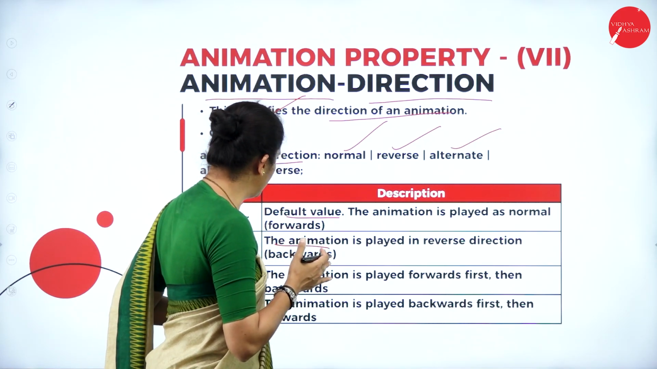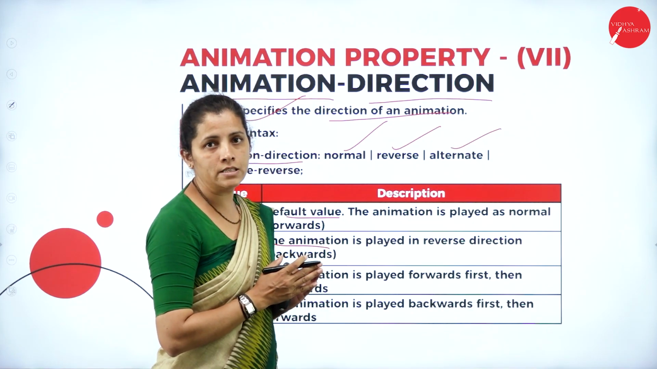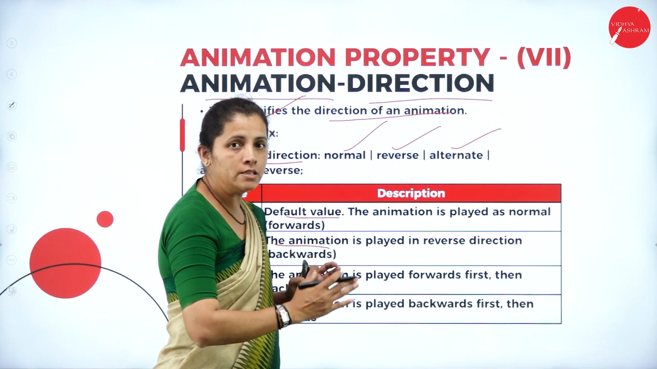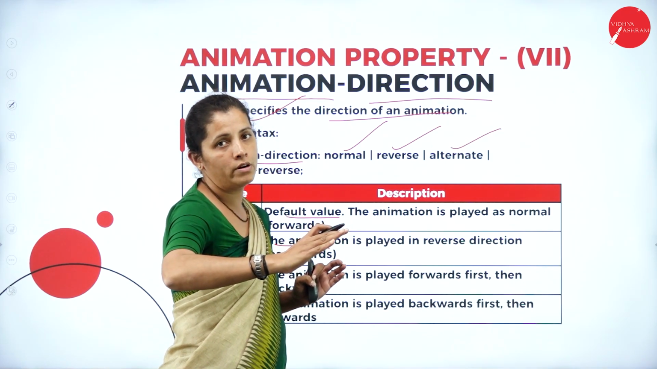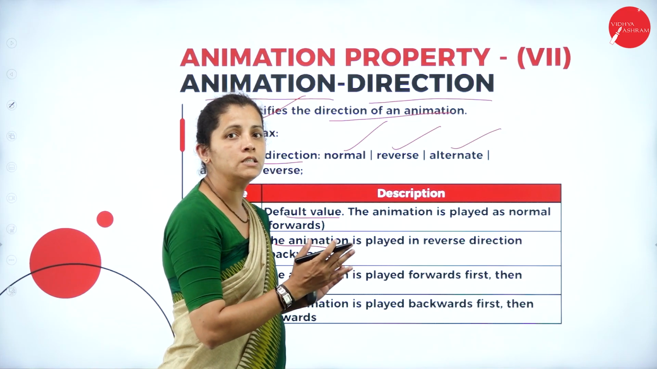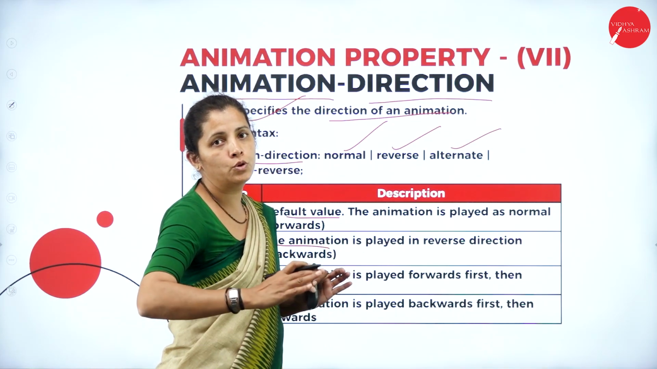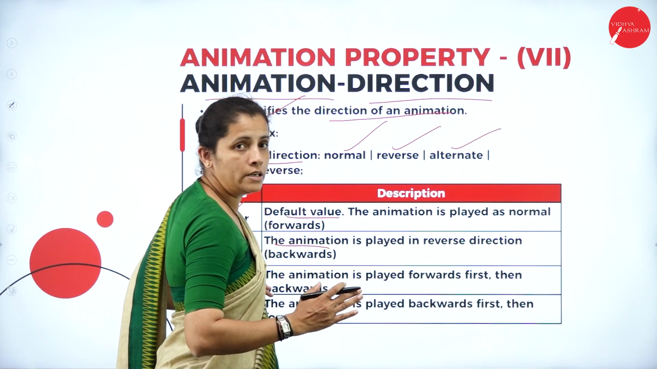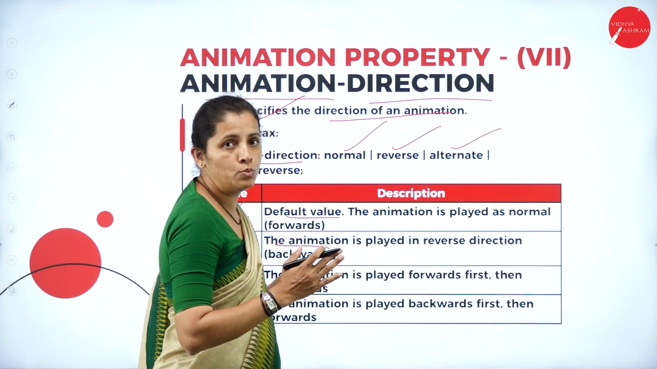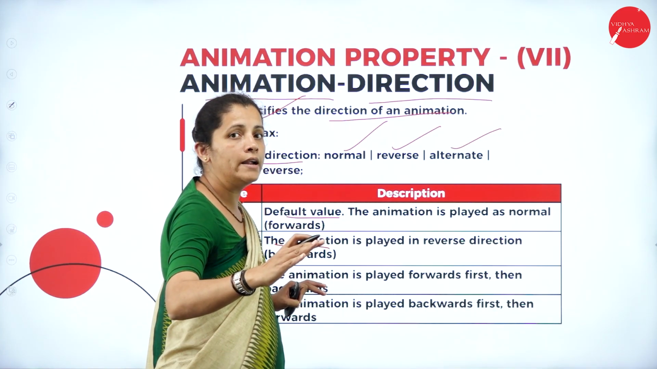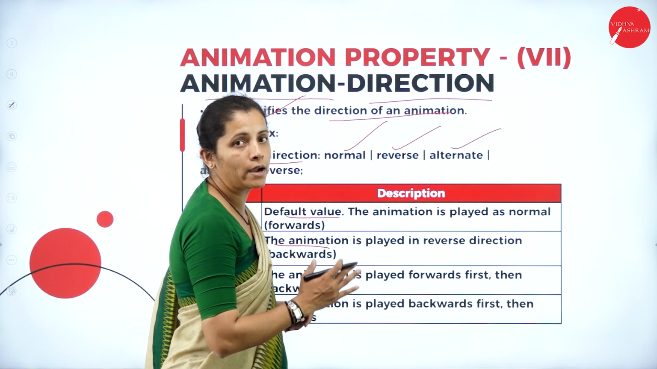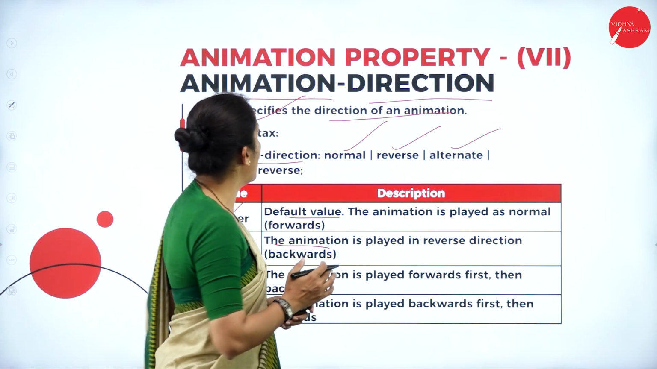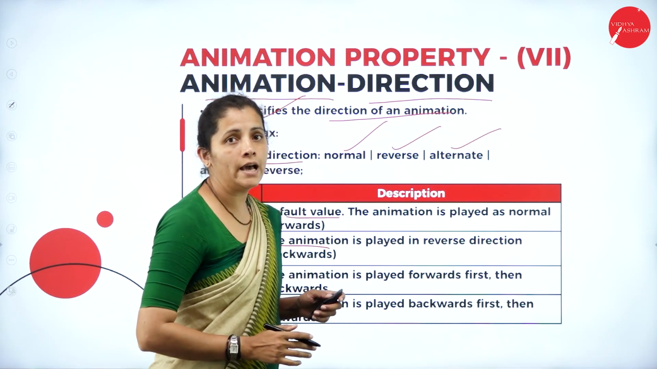Then alternate reverse. Alternate reverse means first it is backward, then the object is going to move towards forward. So first the object moves backward and then moves forward, that is alternate reverse. But if I consider alternate, first the object moves forward and then the same object moves backward, that is alternate. These are the 4 different values I can have with animation direction.